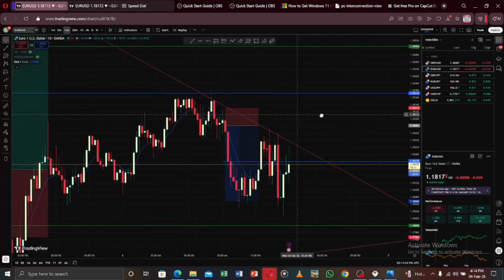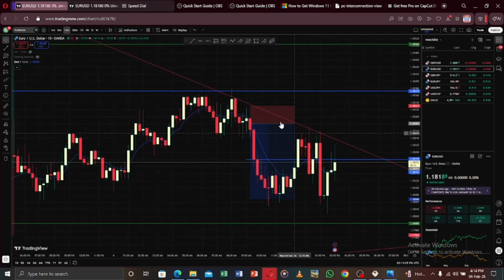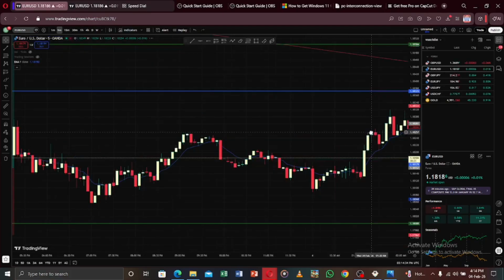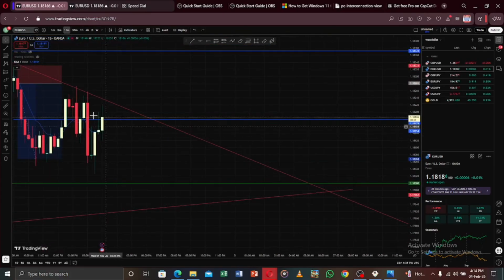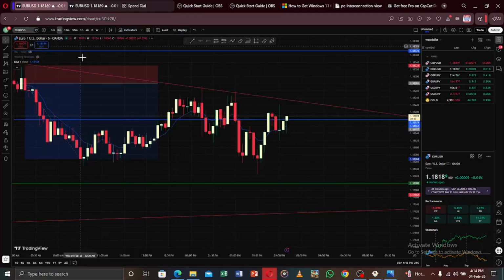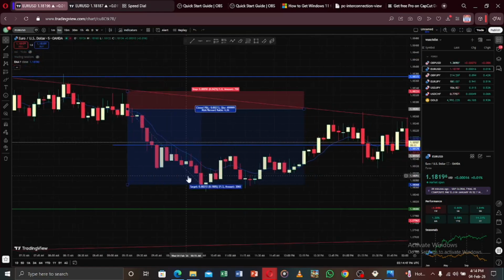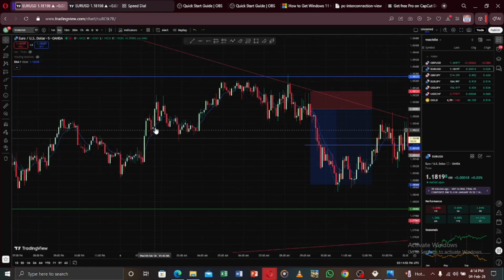And it's not like I entered just because price touched and started moving. I waited. Let me go even lower. If you go down to 5 minutes, this is where the price had touched. Before it touched, you can see it's creating higher highs and higher lows.